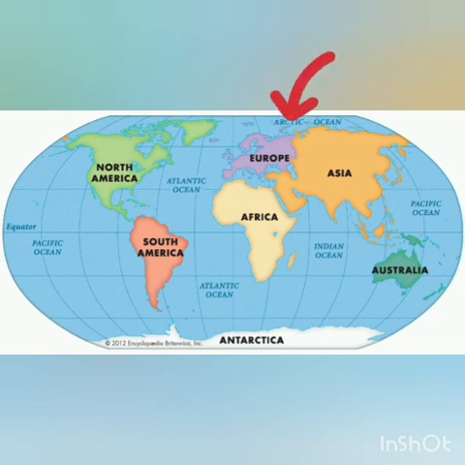Then the Arctic Ocean, it is located near the North Pole over Europe, Asia and North America. The temperature there is very cold throughout the year. Icebergs are very common in the Arctic Ocean.